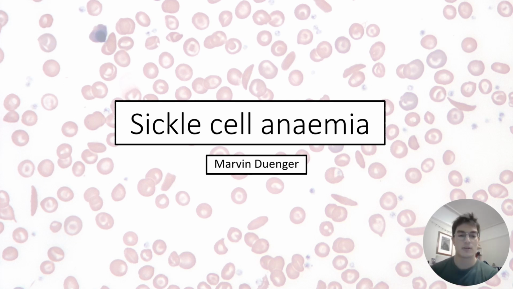Today we're going to talk about sickle cell anemia, and I think it's going to be a bit of revision from your biology A levels about hemoglobin, about structure and function of red blood cells, and we're going to take it a bit further. We're going to talk about what you'll see in the next slide.